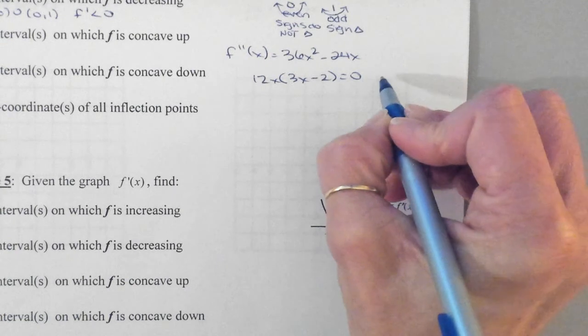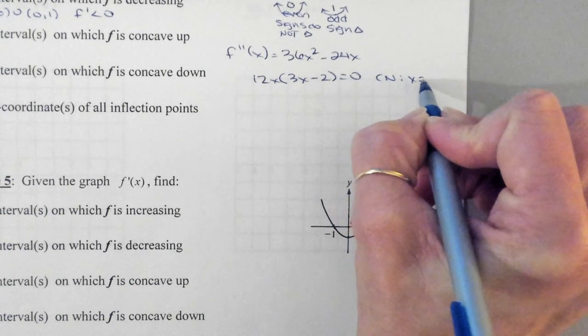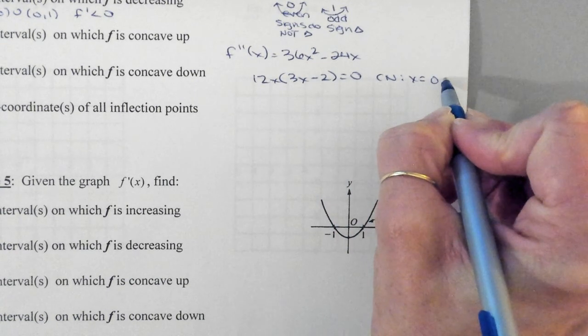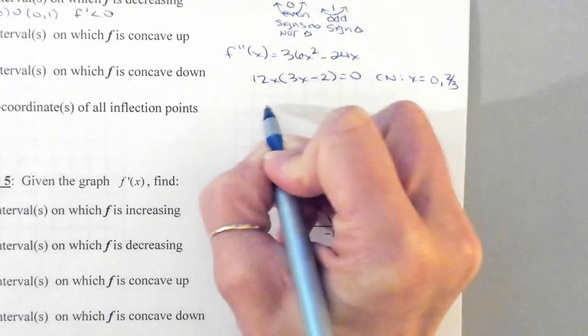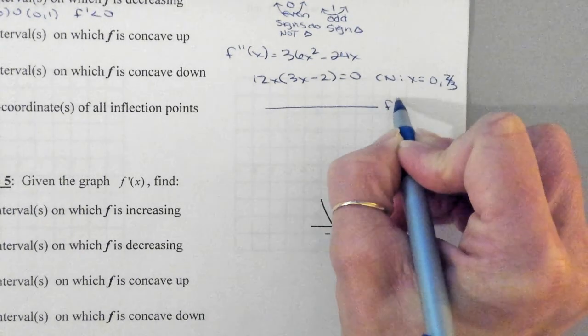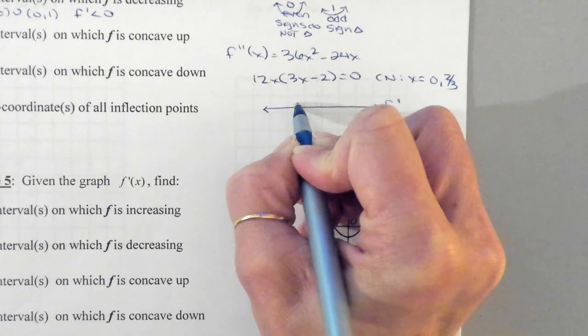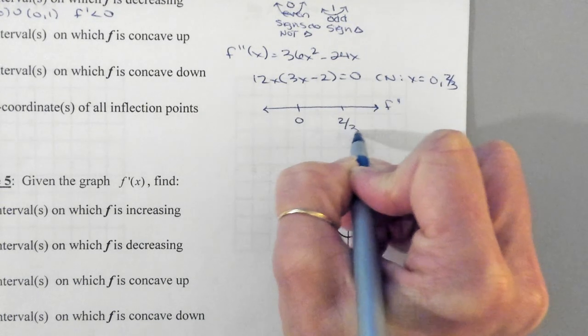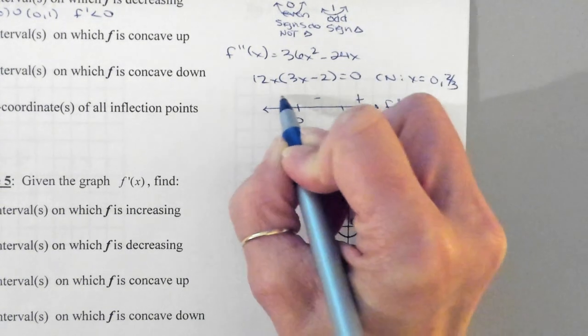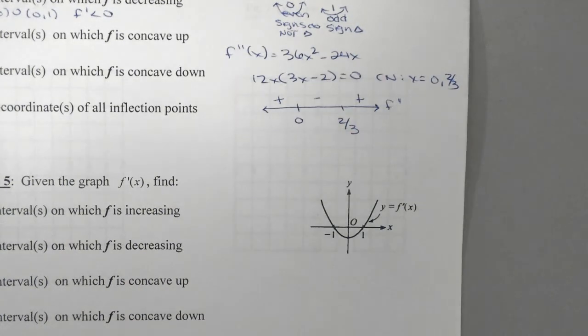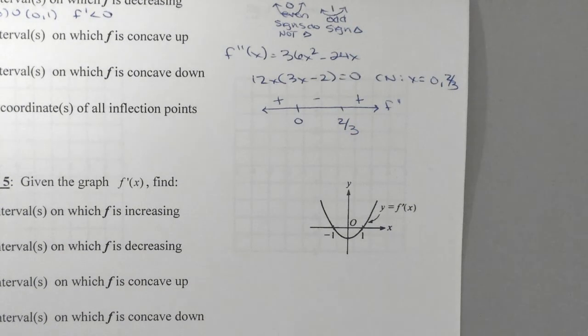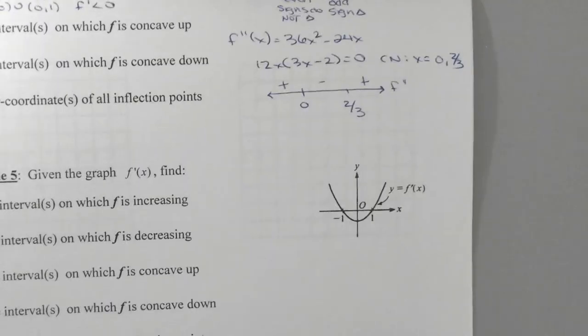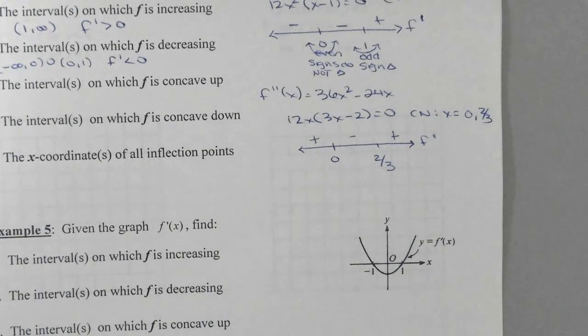So first of all, what are my critical numbers? 0 and 2/3. So here, this is f double prime. You've got 0 and you've got 2/3. You said this is positive, negative, positive. What do you do if you don't trust it? Plug in, but we're not going to do that. Concave up. Help me out.